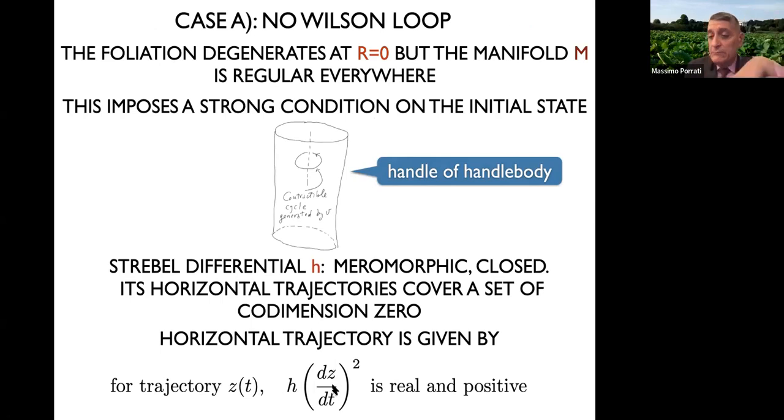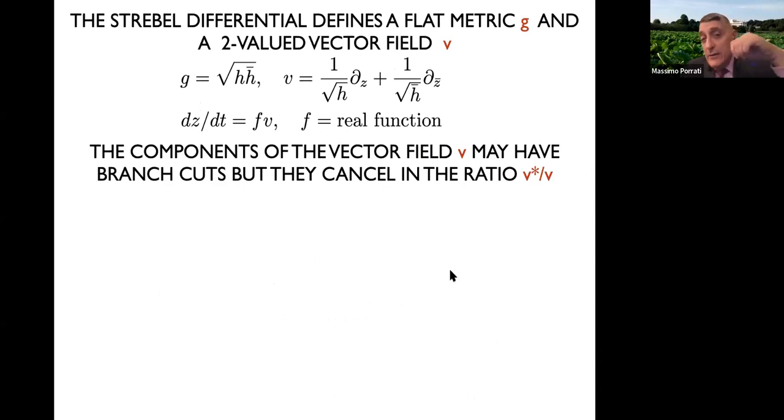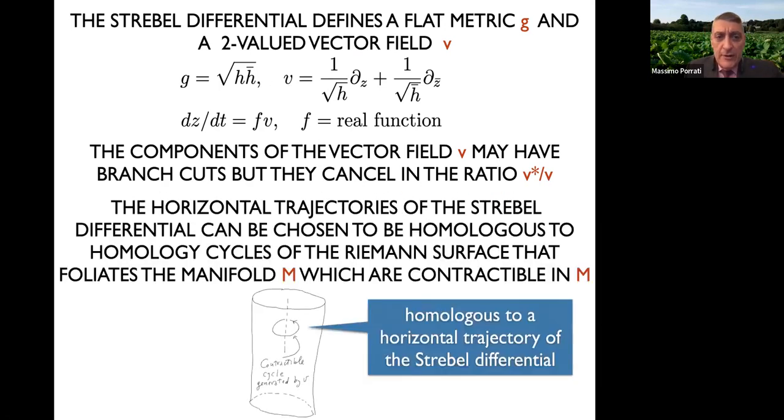tangent vector square, right? You can also use this differential to define a vector field. This vector field may seem problematic because it may have branch cuts, but it's not, because actually we use it all to define trajectories. And to define a trajectory, you don't need the vector field per se, but you can always multiply it by some fudge function f. Concretely, the quantity that we will need is not the vector field per se, but the ratio.